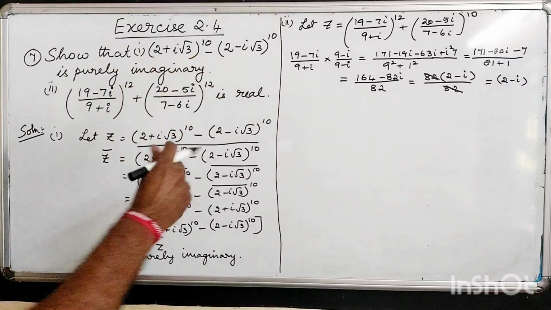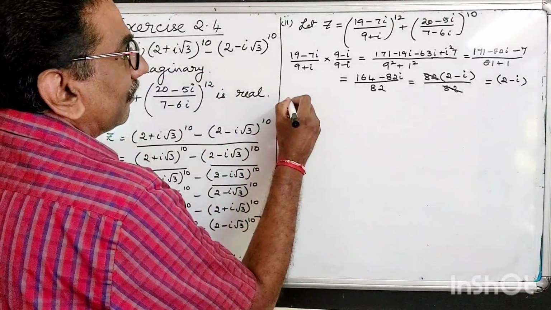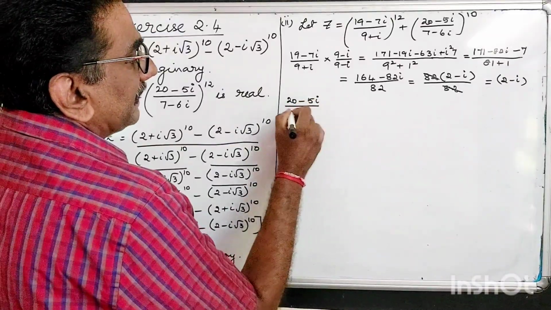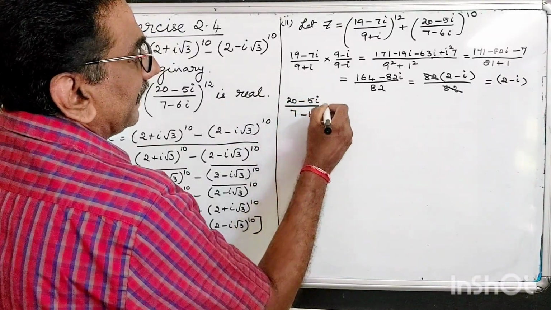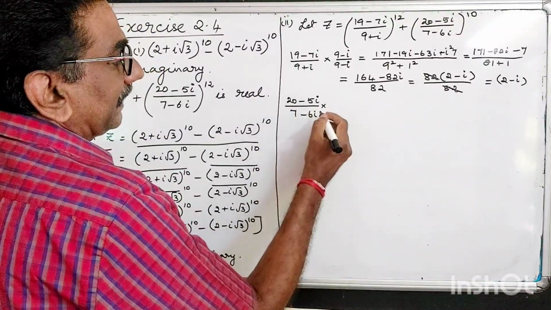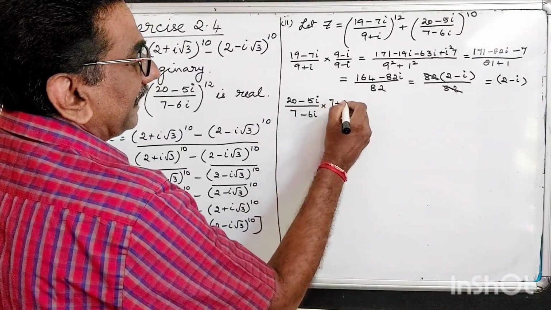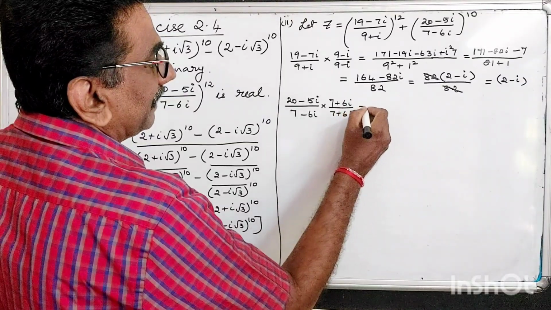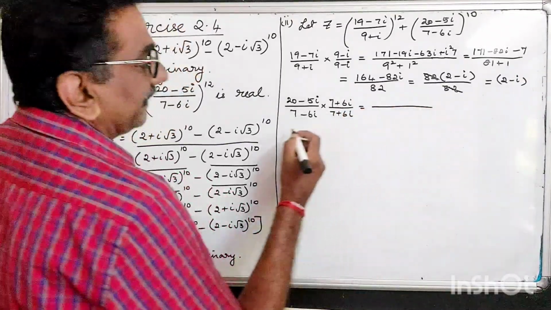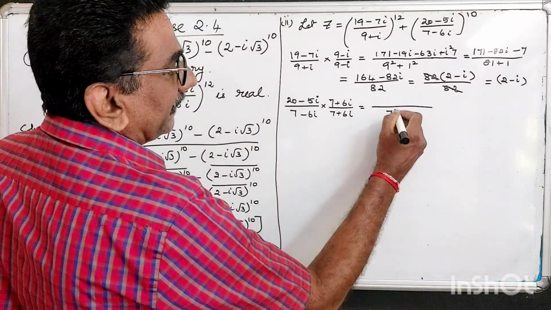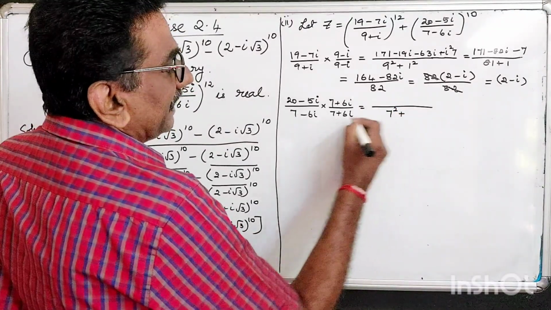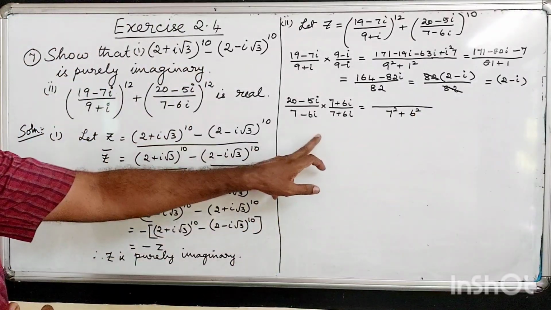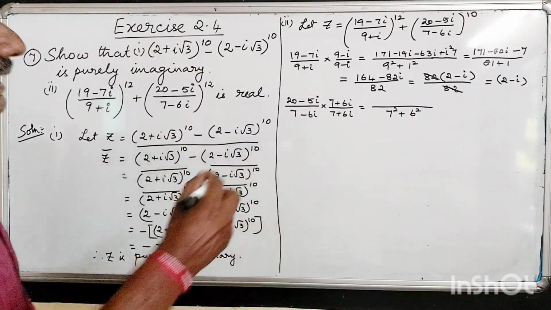Similarly, we have to find out the second one, 20 minus 5i by 7 minus 6i. To make this into rectangular form, I multiply the numerator and denominator by the conjugate, 7 plus 6i. What is the denominator then? Real part square, that is 7 square, plus imaginary part square, that is 6 square. For the imaginary part you take only 6, not i.